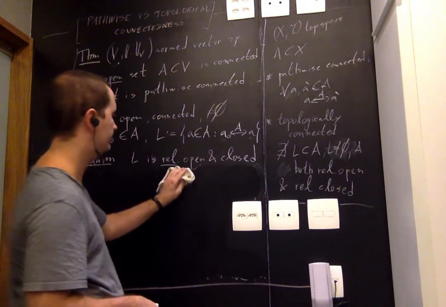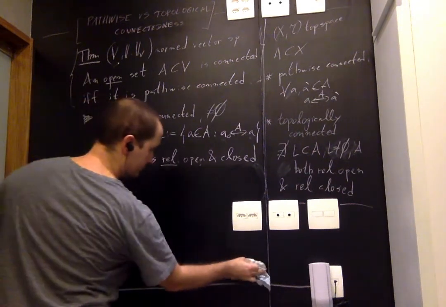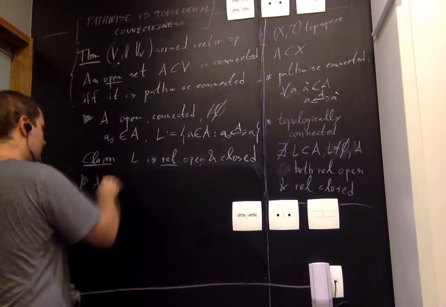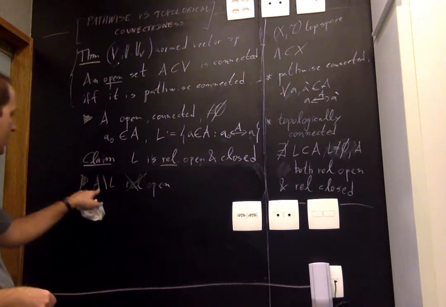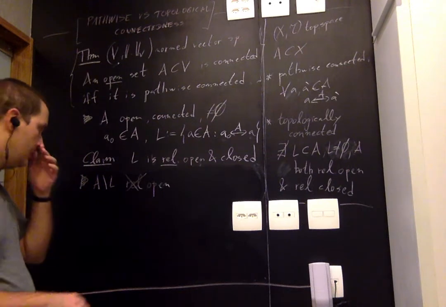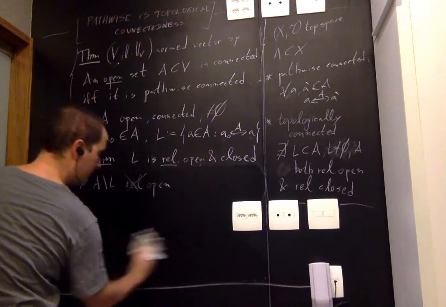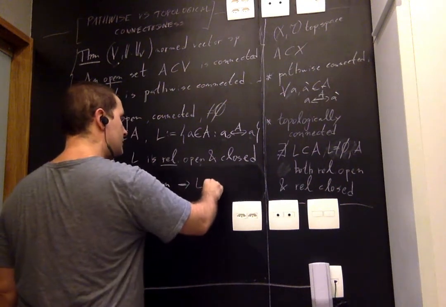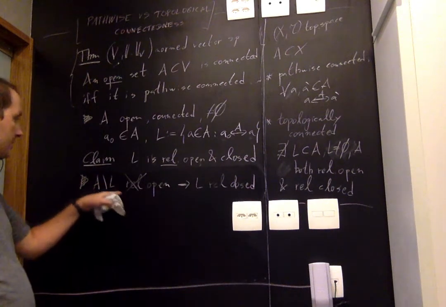What do we mean by that? I'm going to show that the complement of L inside A, therefore A minus L, is relatively open. You don't need the word relative here, because if A minus L is a relatively open set, then it's also an open set of V, because A is open. And if we know that A minus L is relatively open, then this implies that L is relatively closed, because complements of open sets are closed. We're working with this relative complement.